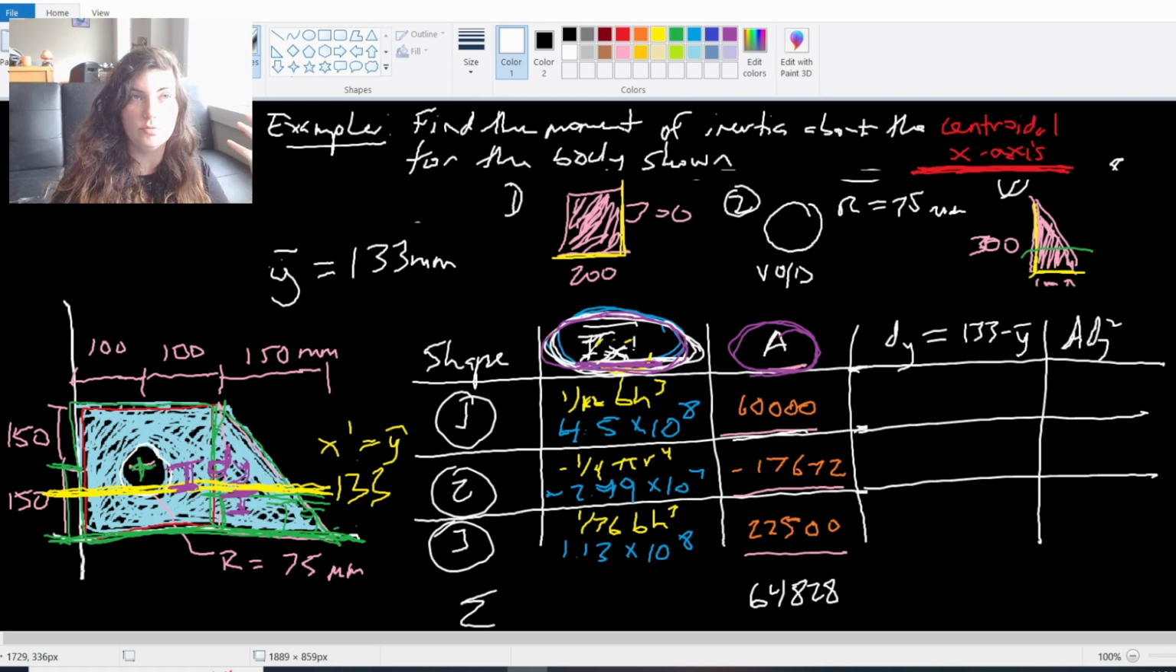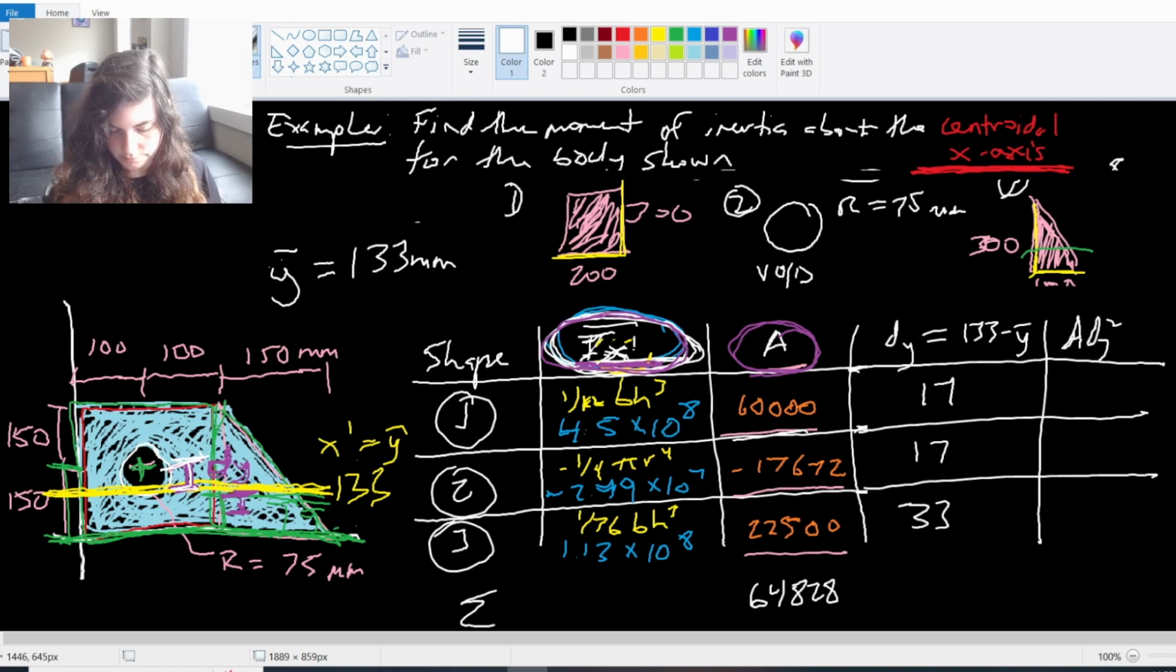So now for each of these, I need to find the distance to the centroid. For my rectangle and my circle, it's going to be the same since they have the same centroid. So it's that 133 minus 150, but it's going to be the absolute value of that because this is just a distance. So 133 minus 150 gives me 17. dy is just the distance from the axis I'm finding the moment of inertia about, in this case the centroidal x-axis, to the centroid of the shape.